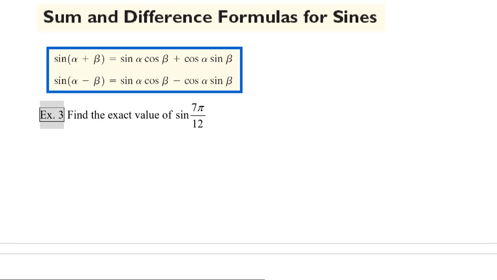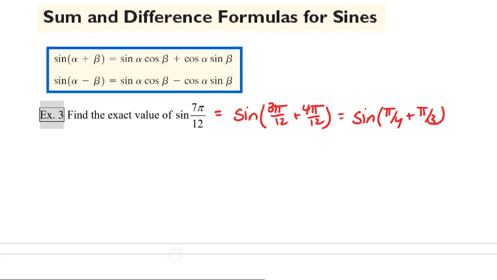So we'll be using the sum and difference formulas for sines, which is shown above, and I'm going to rewrite sine of 7 pi over 12 as sine of 3 pi over 12 plus 4 pi over 12, which is the same as the sine of pi over 4 plus pi over 3. I'll expand the formula, and this is going to be equal to the sine of pi over 4 cosine pi over 3 plus the cosine of pi over 4 and the sine of pi over 3.